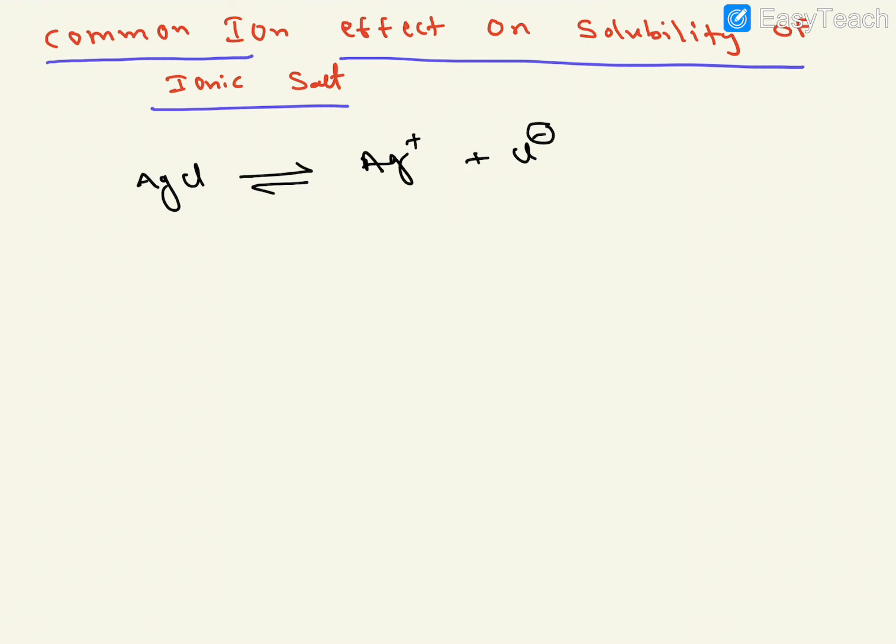This is not complete ionization. Some amount will ionize to form Ag plus ions and Cl minus ions, and some amount remains the same as AgCl. Whenever we add a strong electrolyte with a common ion, what happens? The solubility of AgCl, the Ag plus and Cl minus ion concentration, decreases due to the common ion effect.